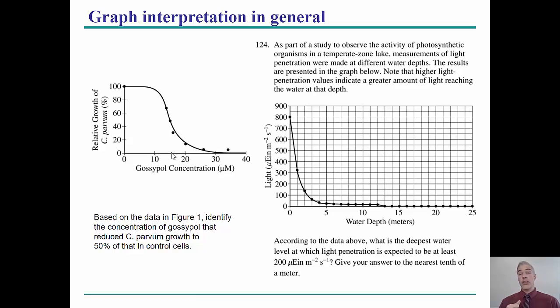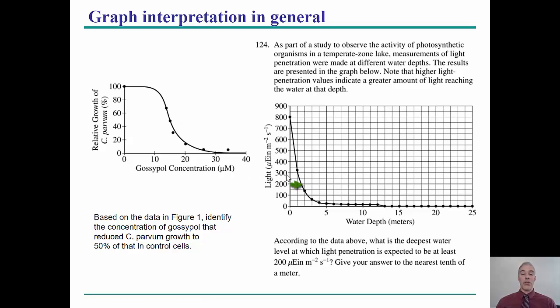This next one is part of a study to observe the activity of photosynthetic organisms in a temperate zone lake. Measurements of light penetration were made at different water depths. The results are presented in the graph below. Note that higher light penetrating values indicate a greater amount of light reaching the water at that depth. According to the data above, what's the deepest water level at which light penetration is expected to be at least 200, whatever this measurement is?